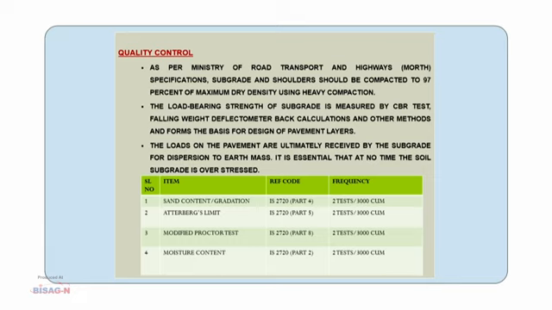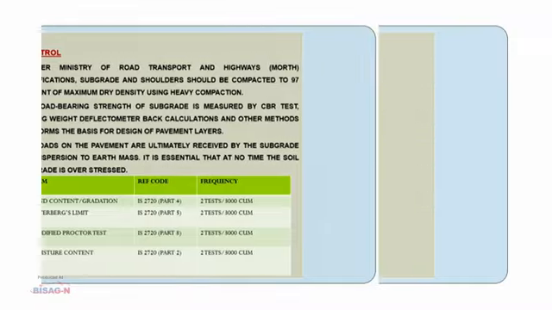So, these are the frequency and type of tests and the reference codes to be followed for quality control. First is sand content and gradation, the procedure given in IS 2720/4, and its frequency is 2 tests per 3000 cubic meter of soil. Next is the Atterberg limit, reference code IS 2720/5, and its frequency is 2 tests per 3000 cubic meter of soil. Third is the modified Proctor test, referring to IS 2720/8, and its frequency is 2 tests per 3000 cubic meter. And next is moisture content, IS 2720/2, and 2 tests per 3000 cubic meter.